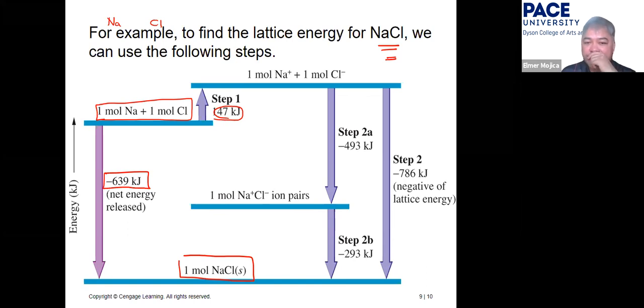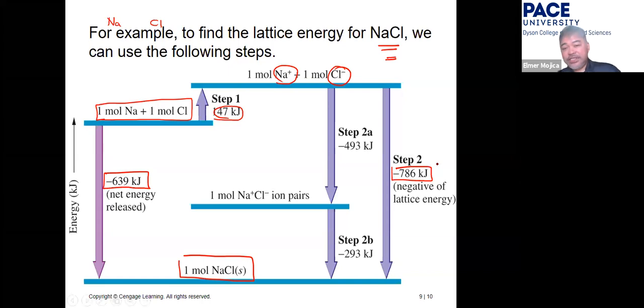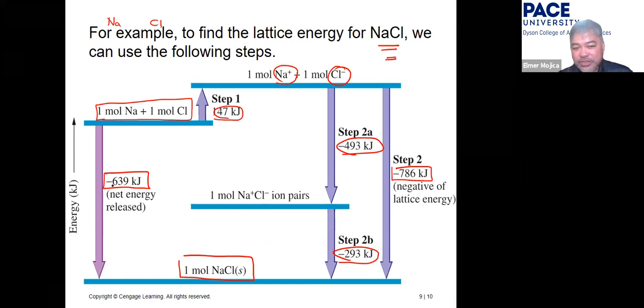Now what happened next? For you to convert the Na plus and the Cl minus to NaCl, this is the amount of energy that you're going to use. And you can break it down, okay? Because before you become an NaCl, you become the so-called ion pairs first. So it's a two-step thing here. One involving this amount of energy that is released and one involving this amount of energy. Now, how do we end up with negative 639? It's 147 plus negative 786.